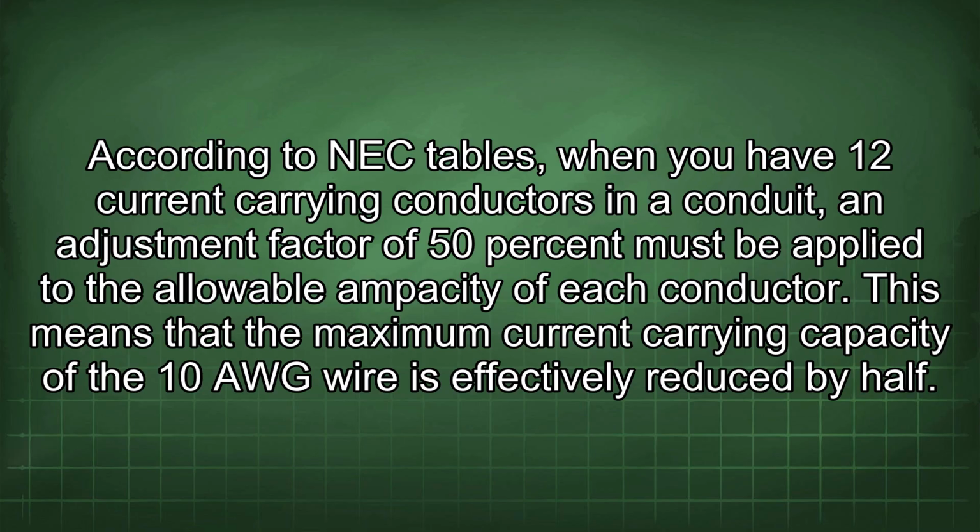According to NEC tables, when you have 12 current-carrying conductors in a conduit, an adjustment factor of 50% must be applied to the allowable ampacity of each conductor. This means that the maximum current carrying capacity of the 10 AWG wire is effectively reduced by half.